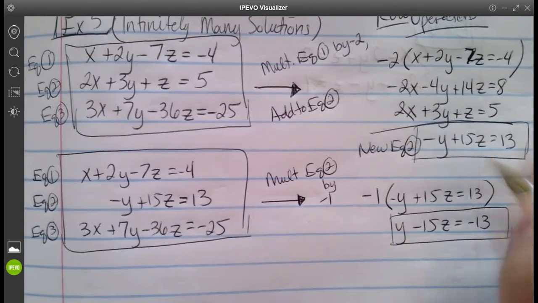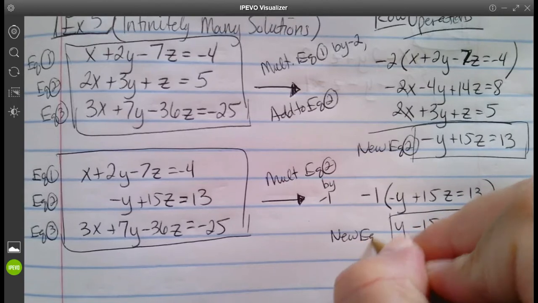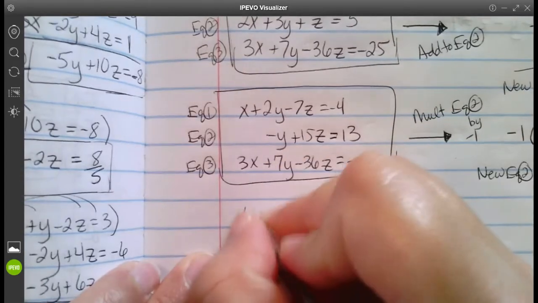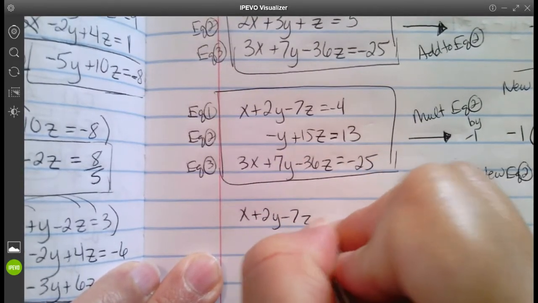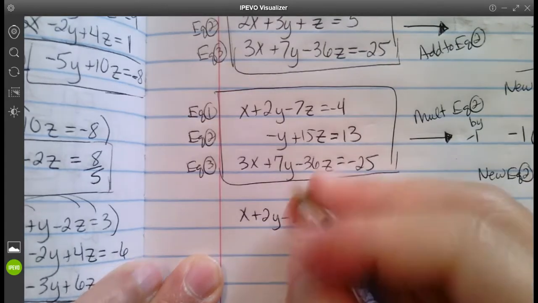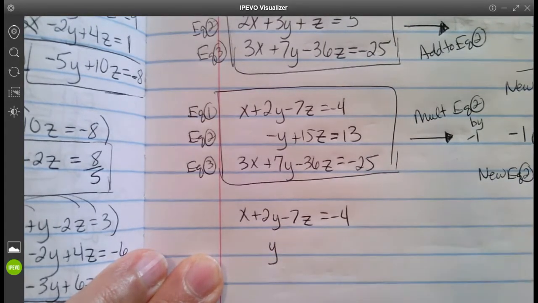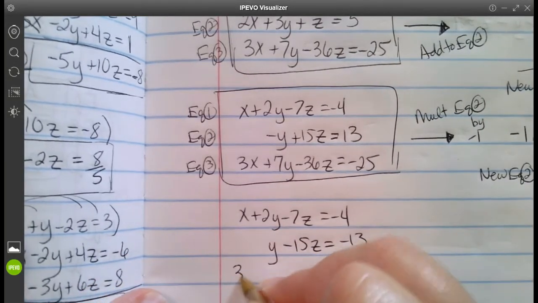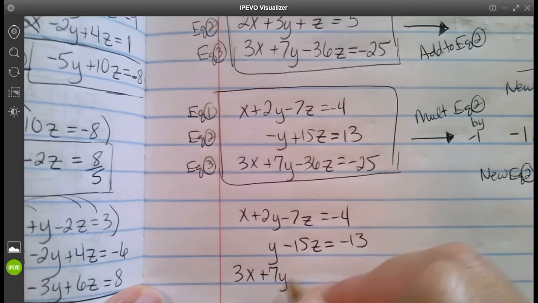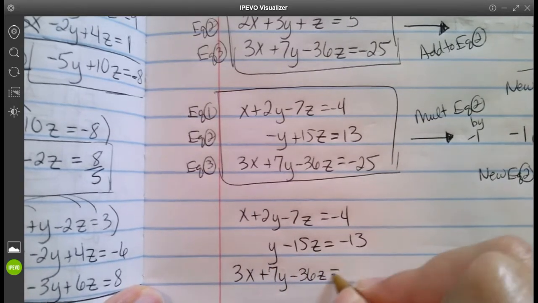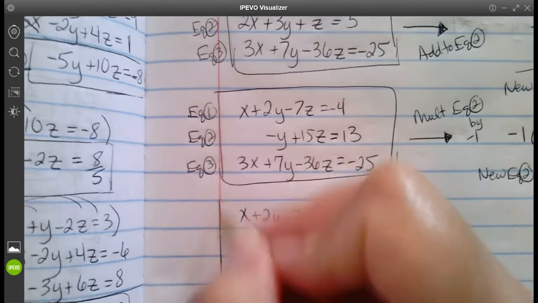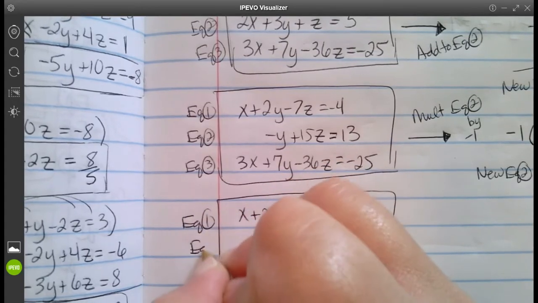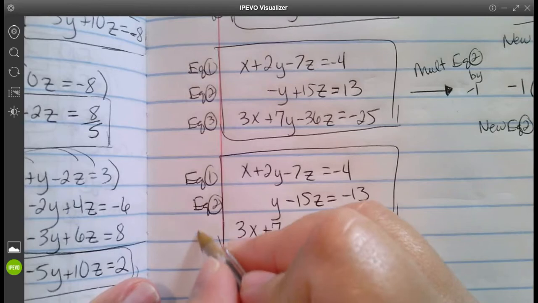So now this is our new equation 2. I'm going to replace it over here. x plus 2y minus 7z is equal to negative 4. My new equation 2 is y minus 15z equals negative 13. And equation 3 I have not messed with yet, so let's just rewrite that one. Again, this is now equation 1, this is equation 2, and this is equation 3.